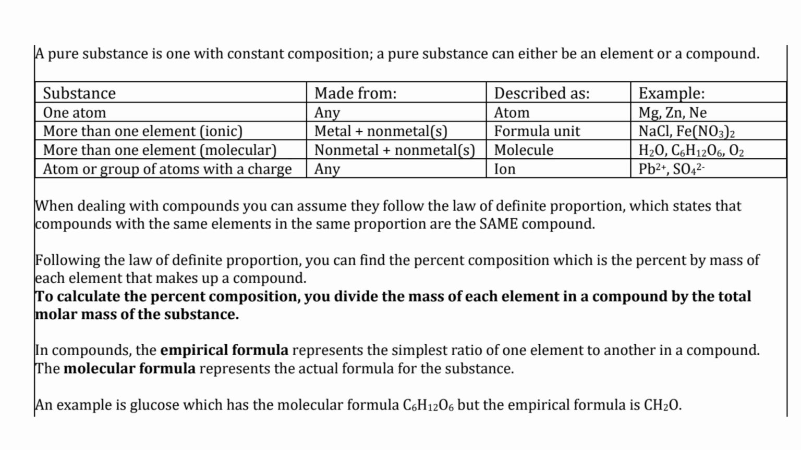Following the law of definite proportion, you can find the percent composition, which is the percent by mass of each element that makes up a compound. To calculate the percent composition, you divide the mass of each element in a compound by the total molar mass of the substance. In compounds, the empirical formula represents the simplest ratio of one element to another in a compound. The molecular formula represents the actual formula for the substance.